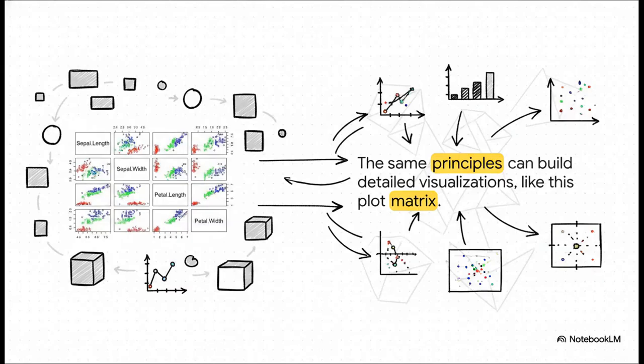And the best part is, this system scales up beautifully. You can go from our simple scatter plot and use the exact same principles to create unbelievably detailed visuals like this one. This thing is showing the relationships between multiple variables all at once. It looks super complex, but it's built from the very same simple ideas we just used.